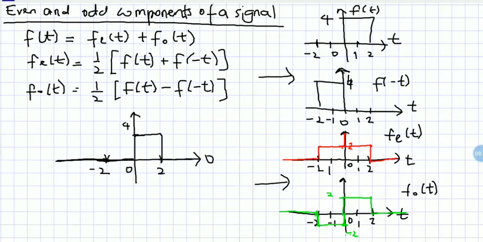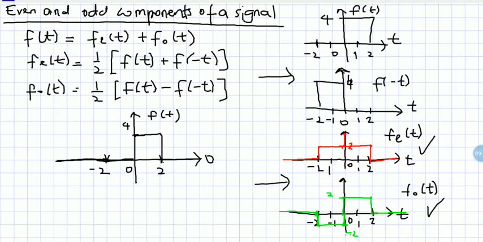and then at time t equivalent to 2, you have 0, and after that, so this is okay. So this looks the same as this, so that means this is correct and this is correct. Okay, that's how you check the sketches of the even and odd components.